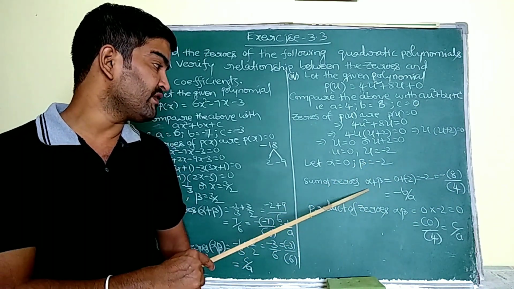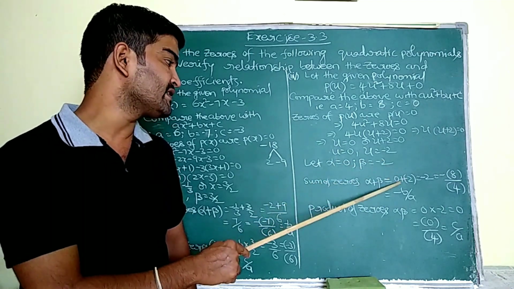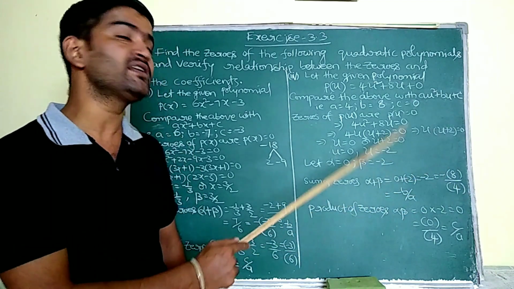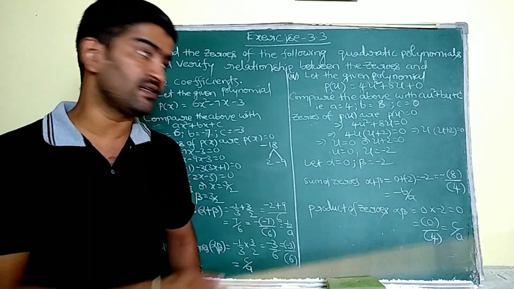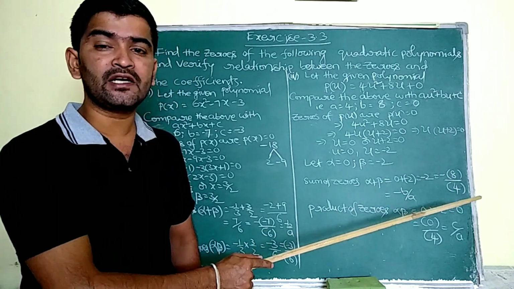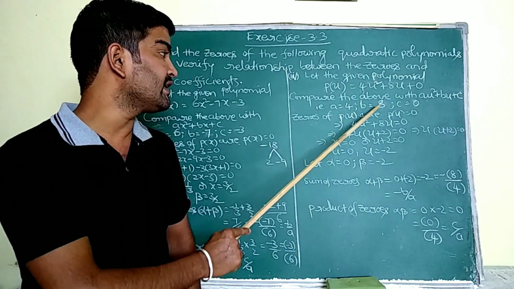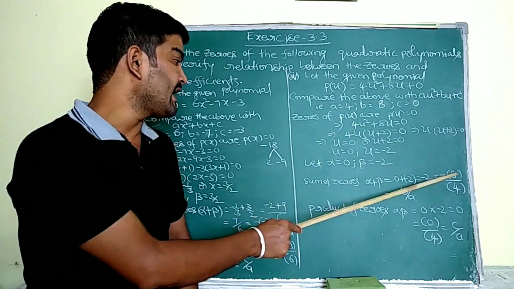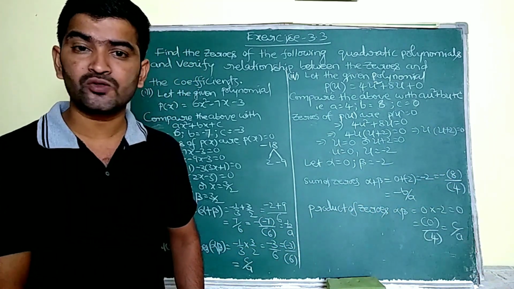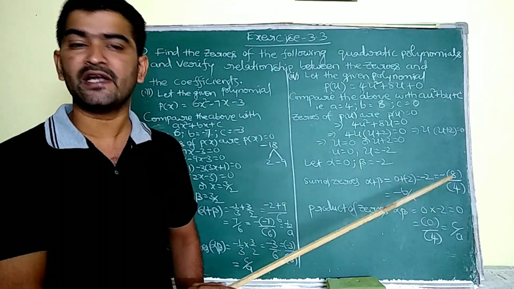Now sum of zeros alpha plus beta is equal to 0 plus minus 2, that is equal to minus 2. Now I have to verify whether this minus 2 is equivalent to minus b by a or not. So minus b by a I have to write in terms of empty brackets. Now I have to fill that, minus b means 8, a means 4. So see, minus 8 by 4 is nothing but minus 2 only. So it is verified as minus b by a.